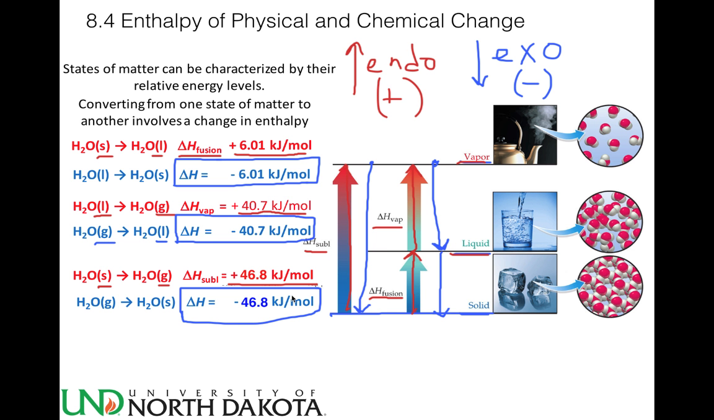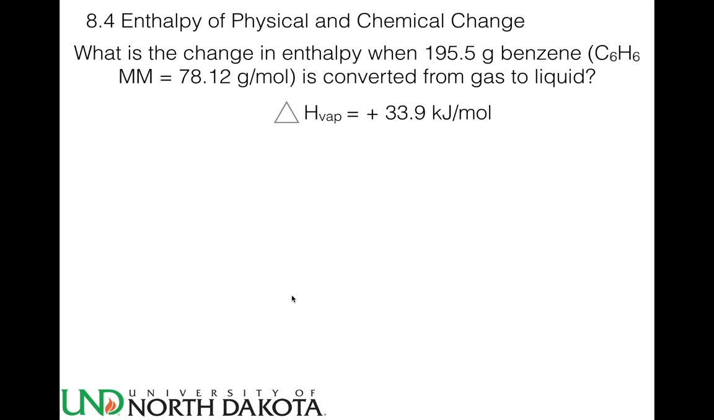And then use your values of delta H of fusion, vaporization, or sublimation accordingly. So let's do some practice. We have: what is the change in enthalpy when 195.5 grams of benzene, with a molar mass of 78.12 grams per mole, is converted from a gas to a liquid? The delta H of vaporization of benzene is positive 33.9 kilojoules per mole.